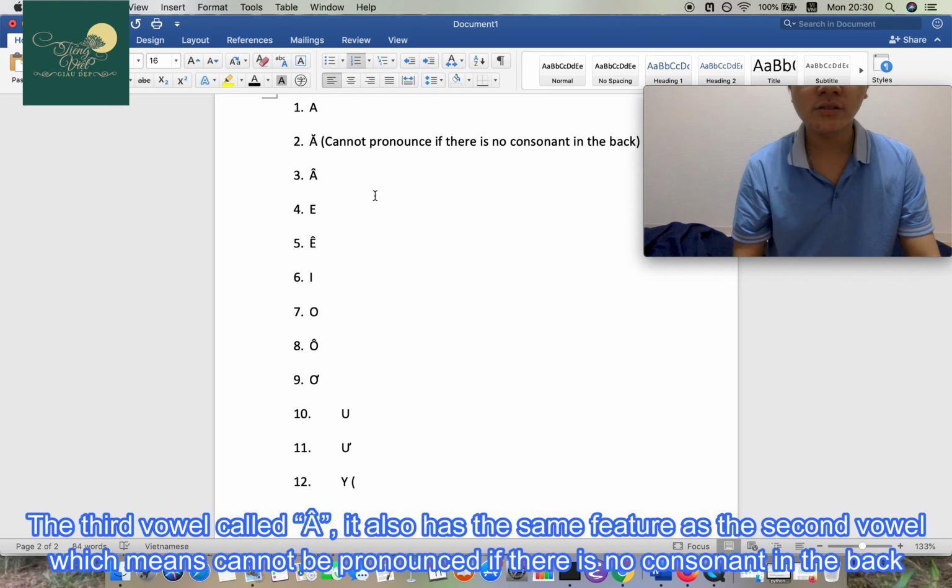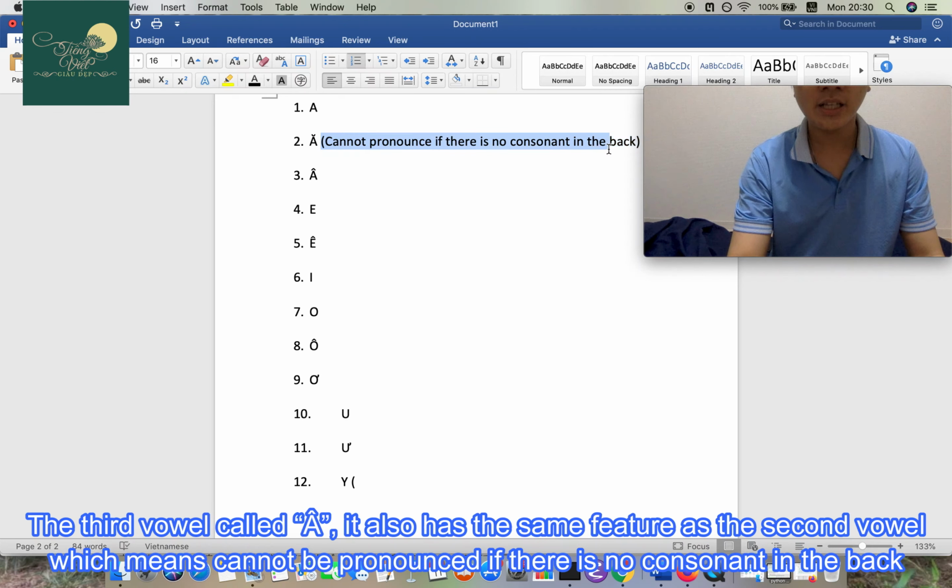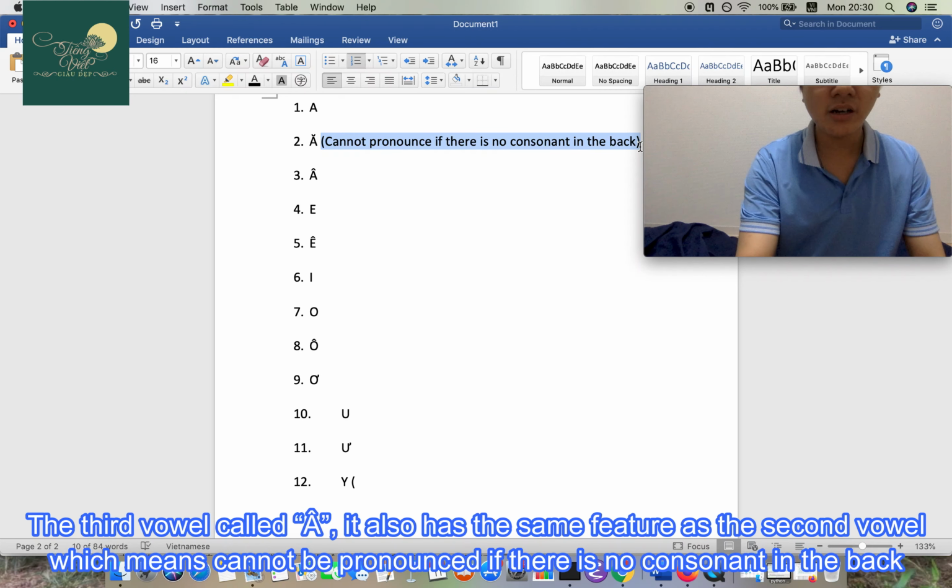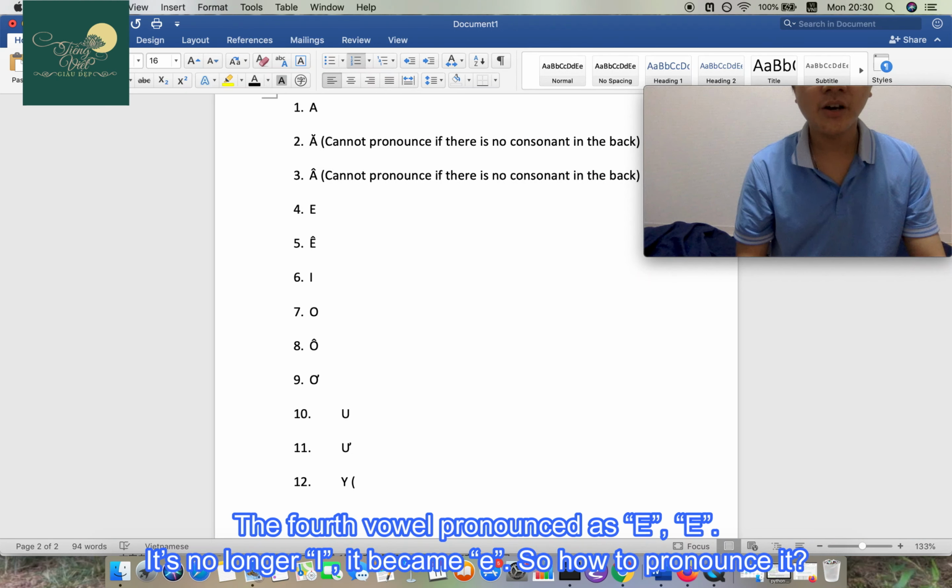The third vowel also has the same feature as the second vowel, which means it cannot be pronounced if there is no consonant in the back. The fourth vowel is pronounced as E. It's no longer E, it becomes E.